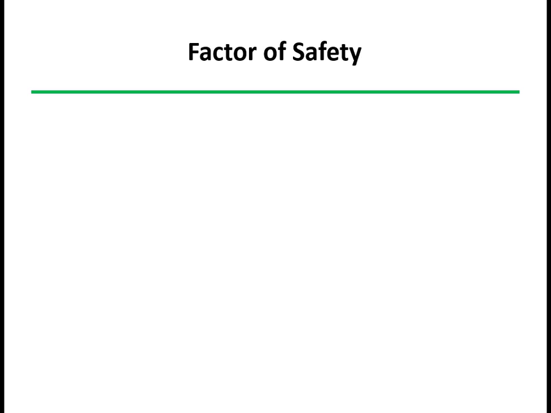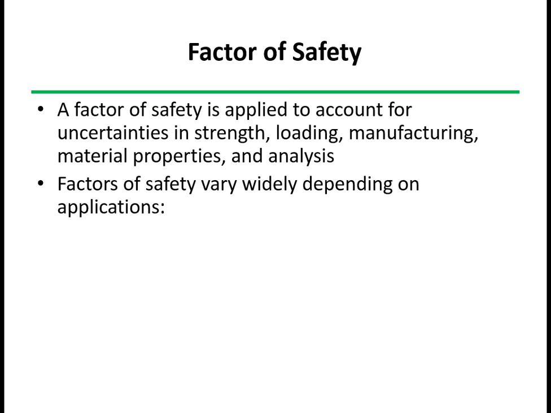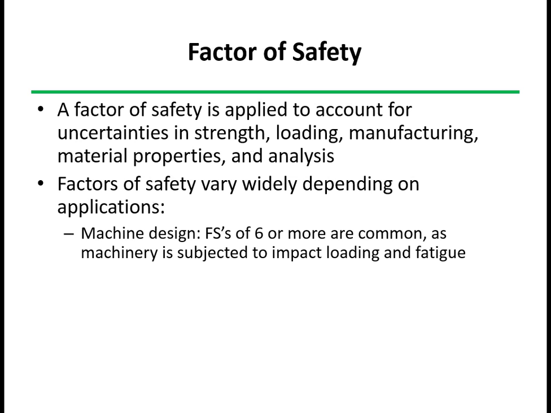So let's talk a little bit about factor of safety. What it really is there for is to account for uncertainties. And there can be a lot of uncertainties in there. You can be not sure about the loading that's applied, what the strength of the material is, how the manufacturing is done, etc., or even how accurate your own analysis is. And so depending on what you're doing, that factor of safety can be really variable.